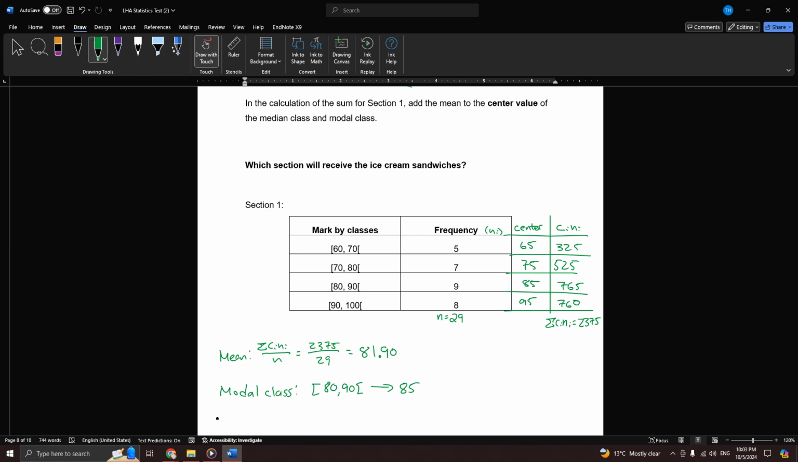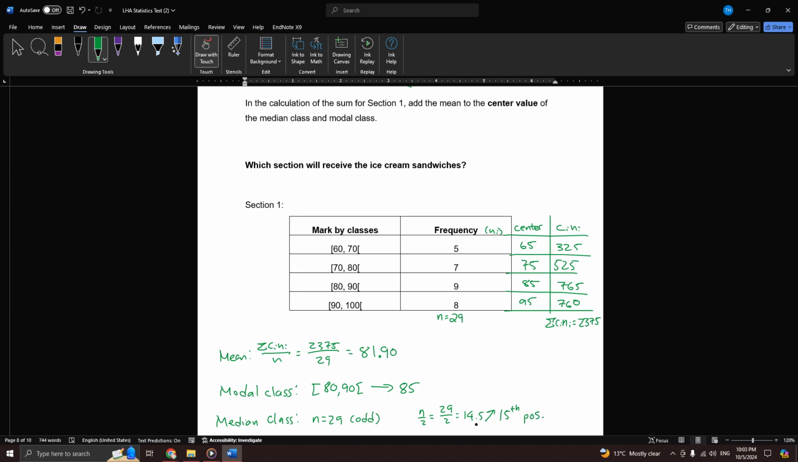And last but not least, let's find my median class. So how do I find my median? Once again, we're going to have to look at my n. N is 29, which is odd. So we have to do n over 2. So 29 over 2 is 14.5. You round that up to the 15th position.